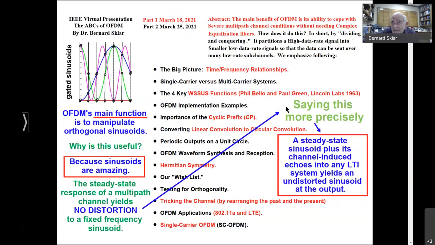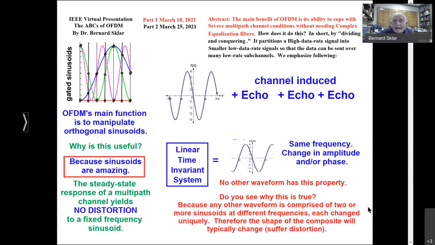Let's say that a little bit more precisely. That is, a steady state sinusoid plus its channel induced echoes into any linear time invariant system yields an undistorted sinusoid at the output. In other words, a little picture here. If you have a perfect sinusoid and the channel does the following to it, it adds echoes and echoes and echoes before it finally comes into some linear time invariant system, think of it as some filter. What you're going to get is the same frequency, a change in amplitude and or phase, but it is an undistorted, irrevocably pure sinusoidal shape, with a change in amplitude and phase probably.